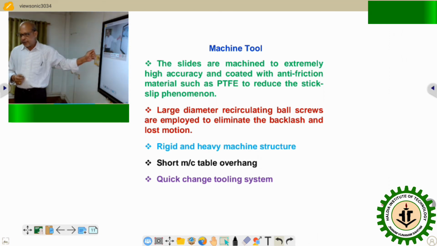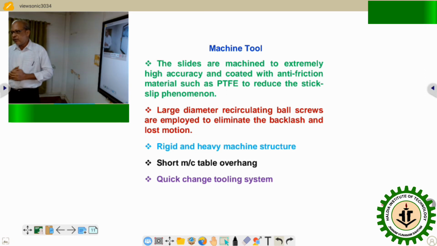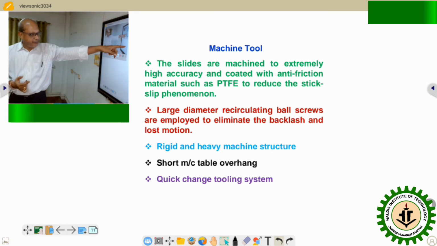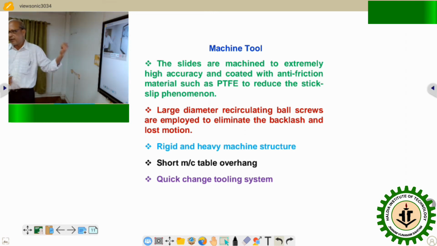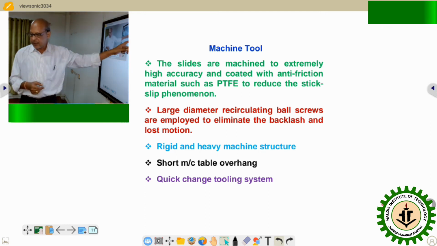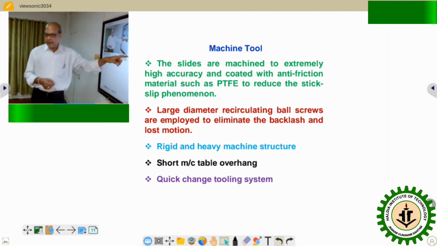If the guideways are coated with a material called polytetrafluoroethylene, commercially called Turcite-B, a chemical compound, then the possibility of stick slip motion will be rather less. So the friction will be reduced. That is one major modification required in the case of a CNC machine tool. This is another very significant feature.